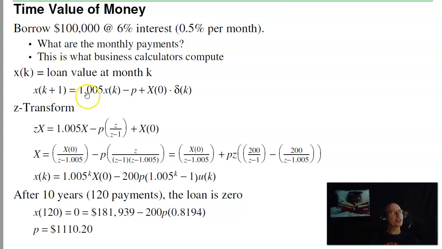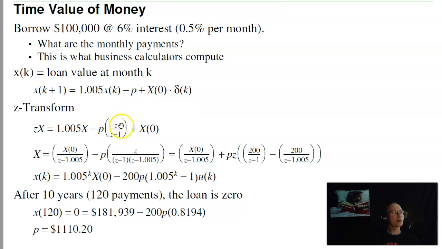The loan value for next month is the loan value for this month plus 0.5% minus how much I paid, plus the initial loan. So I'm going to borrow $100,000 at k equals 0, and that's it. That's my delta function. Now take the Z-transform. X of k plus 1 is zX. X of k is X. P is p times a constant. A constant is the unit step. Pz over z minus 1.